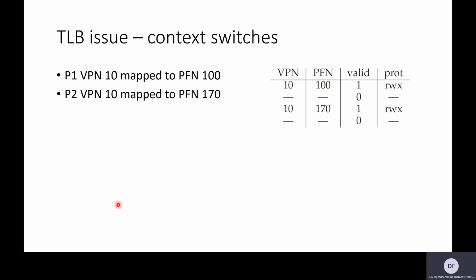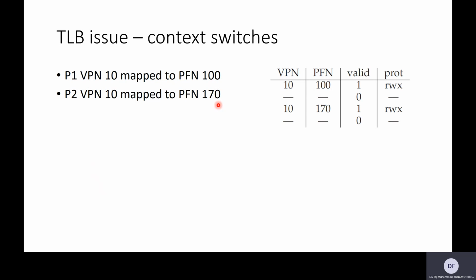So the virtual page numbers for all processes are the same. As you know, the virtual addresses for all processes are the same, because each process has the same illusionary view of the virtual address space. So P1 and P2 both have some data in their virtual page number 10. But the virtual page number 10 of P1 is mapped to physical frame number 100, and the virtual page number 10 of P2 is stored in physical frame number 170.